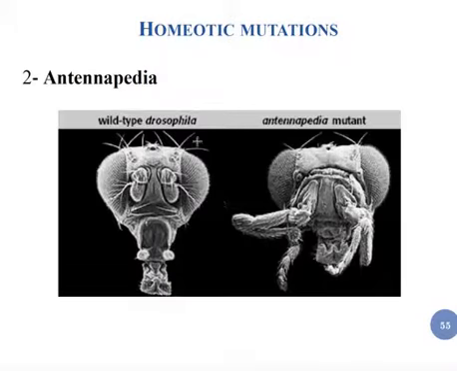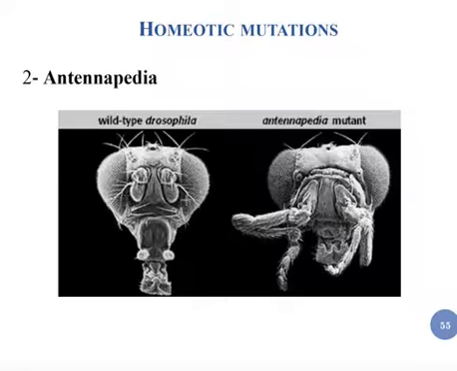Regarding the second homeotic mutation, it's called antennapedia. So here, for example, by electron microscopy, we can see a wild-type Drosophila head, and this is the localization of the antenna. These are the antenna, usually attached to the proboscis.